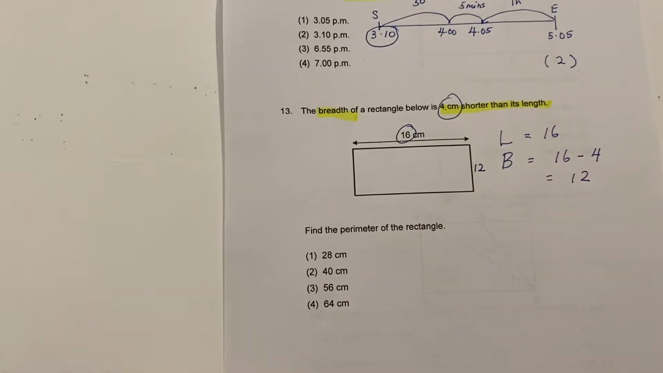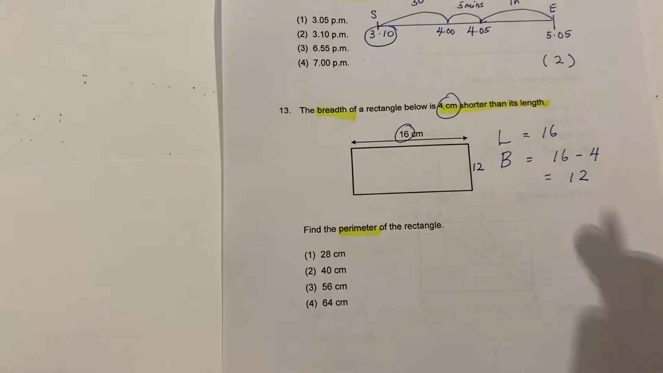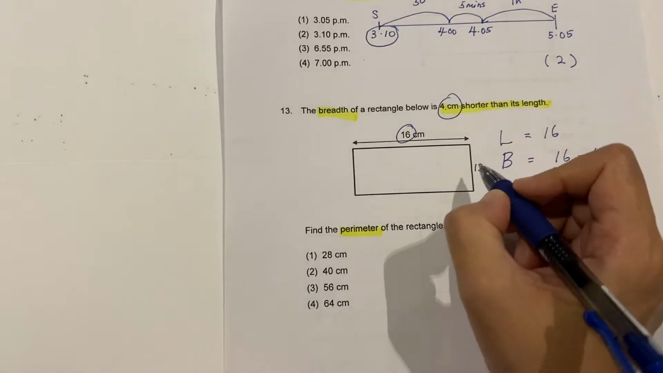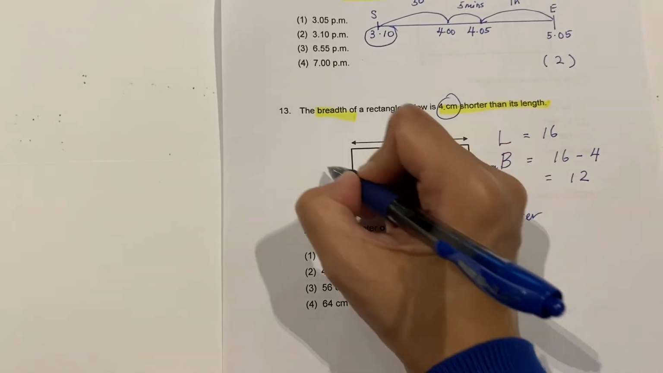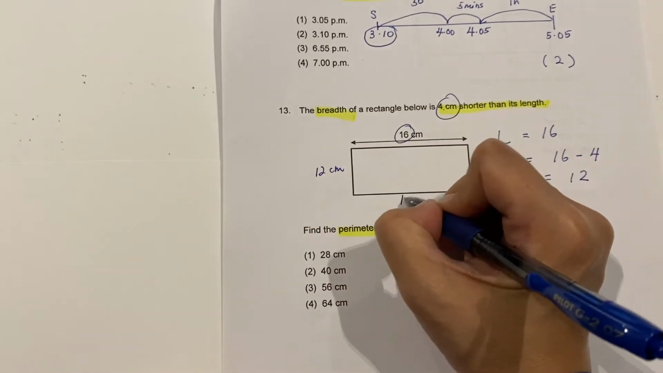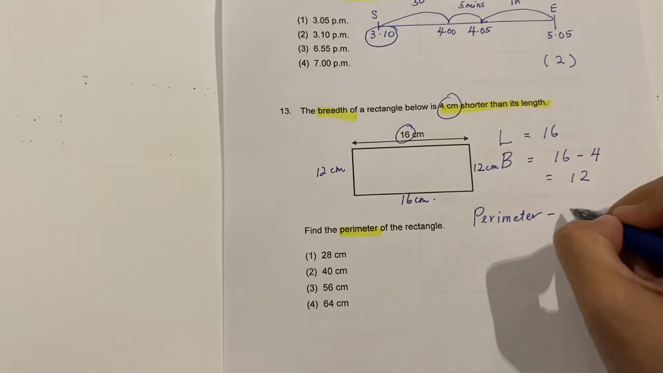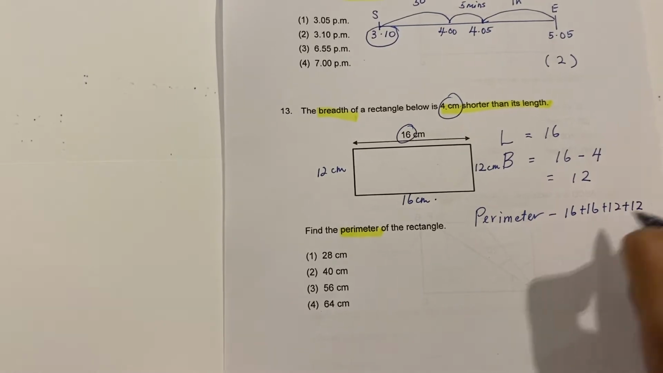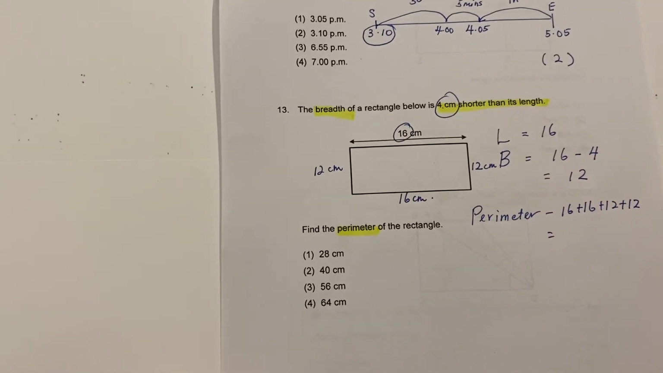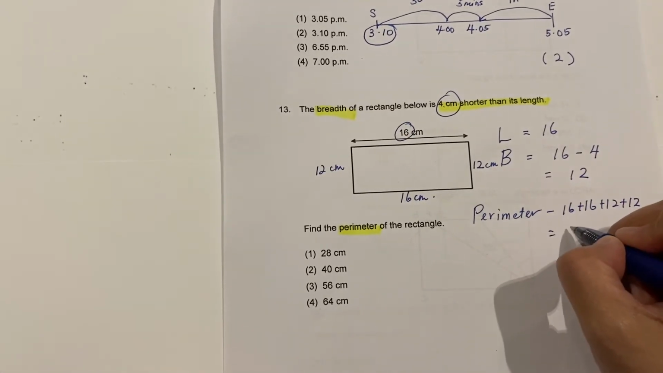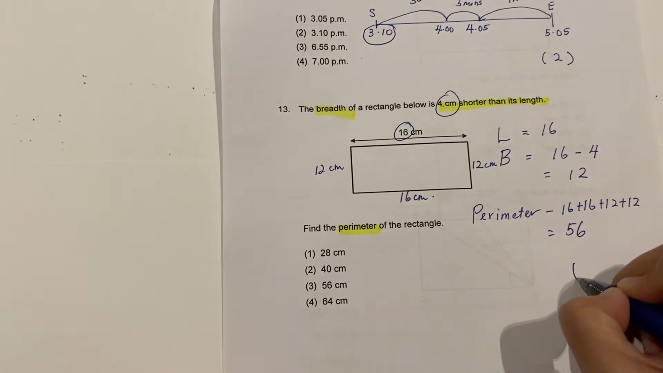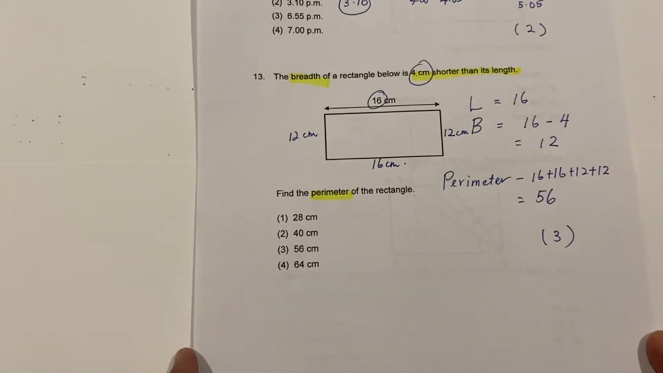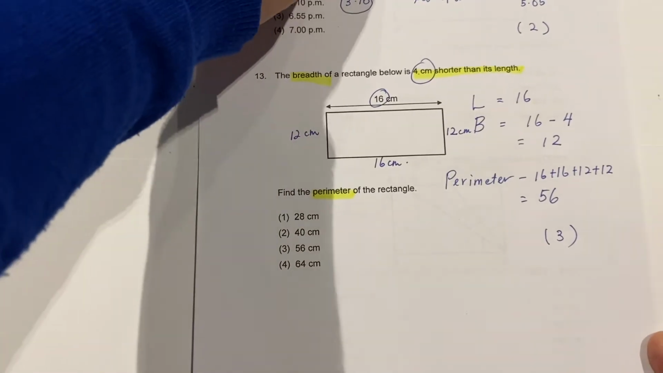Now they want you to find the perimeter of the rectangle. So perimeter. If that's 12, here will also be 12, here will be 16. So perimeter will be 16 plus 16 plus 12 plus 12. Your final answer is 56, so that's number 3. Okay, question 14.